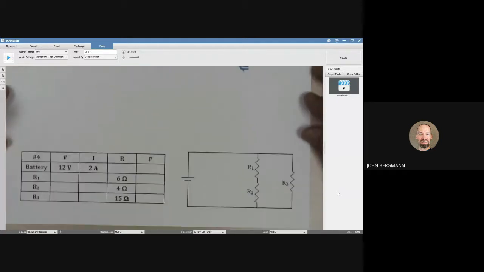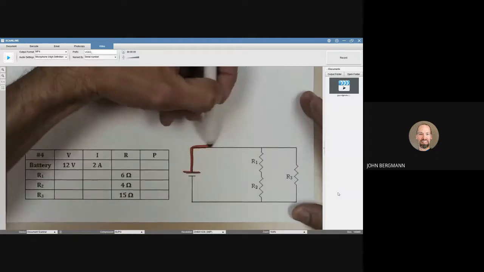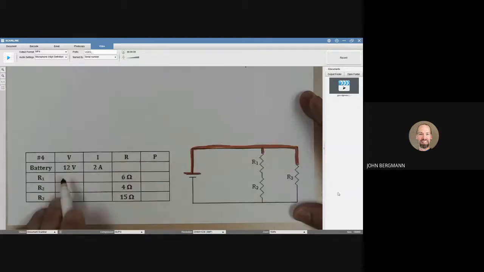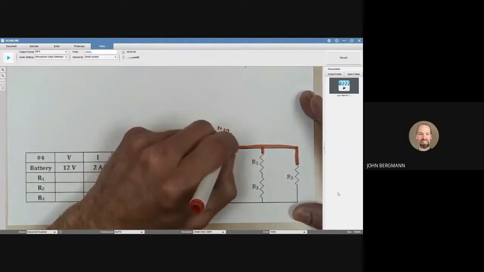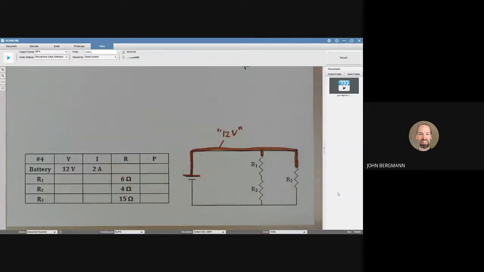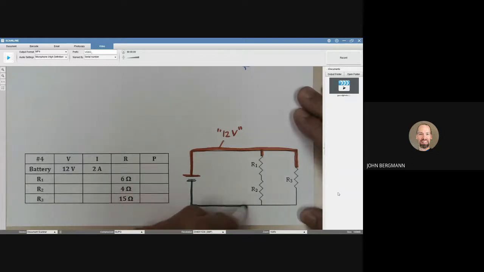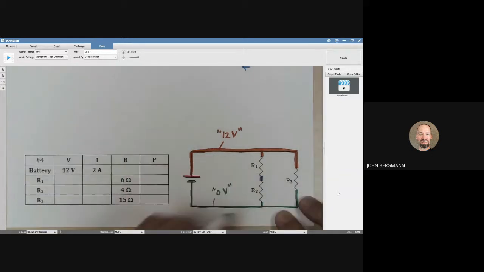Let's try one more. I like to color that. All of this portion of the circuit is going to have the same electric pressure. This is a 12-volt battery, so I'm going to go ahead and label that right now as being 12 volts of electric pressure. This negative battery terminal I always assign to be 0 volts. The pressure of that whole region right there is going to be 0 volts of electric pressure. This portion right here, we don't know what its electric pressure is at the moment.